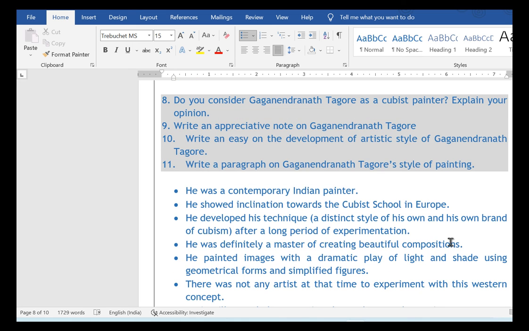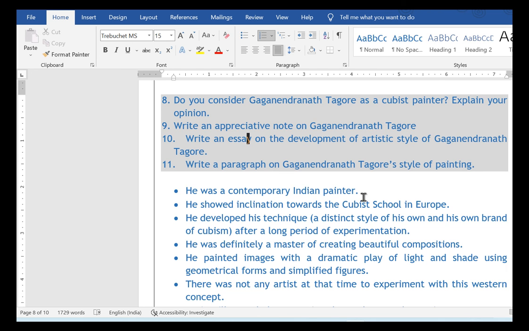The next couple of questions are on Gaganindranath Tagore. Do you consider Gaganindranath Tagore as a cubist painter? Explain. Write an appreciative note on Gaganindranath Tagore. Write an essay on the development of the artistic style of Gaganindranath Tagore. And write a paragraph on his style of painting.